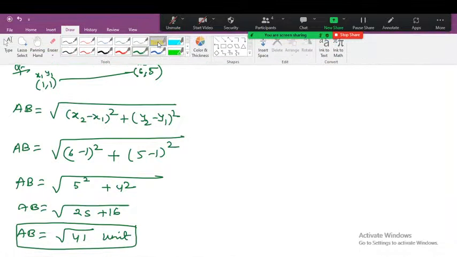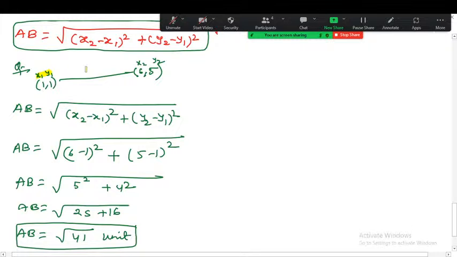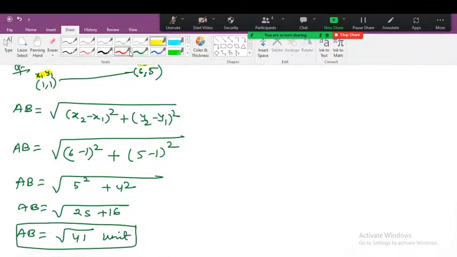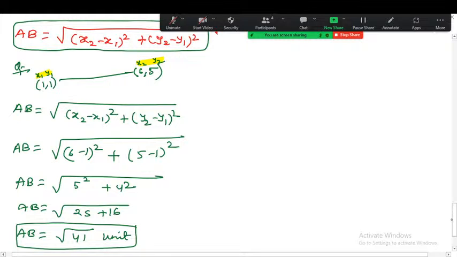That is why we call it the distance between any two points on the plane. By using this, you can figure out the distance between any two points on the plane. This is its utility. This is its use.